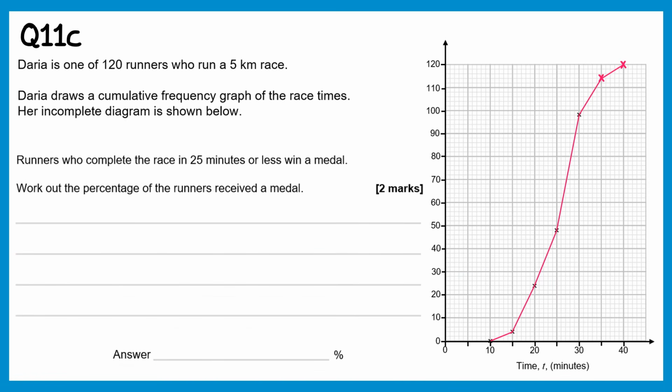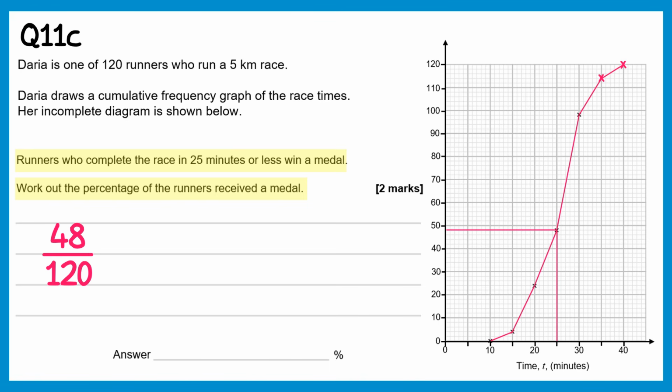In the last part of this question, we're told that runners who complete the race in 25 minutes or less win a medal, and we need to work out the percentage of runners that receive a medal. So what we'll do is start at 25 minutes on the bottom axis, and draw up until we hit the diagram, and then read across. So I end up with 48 runners here, and in fact that's exactly on one of the crosses plotted. So there are 48 runners out of a total of 120 runners who would receive a medal.